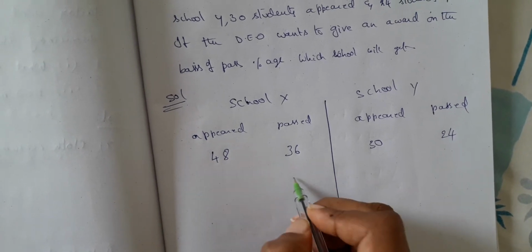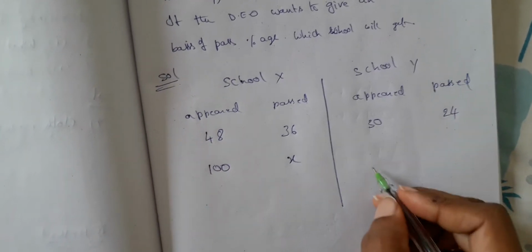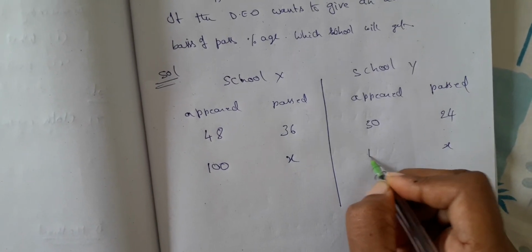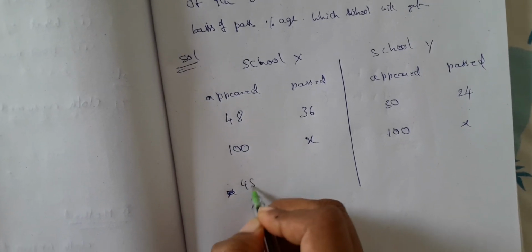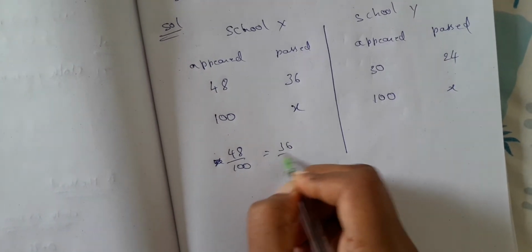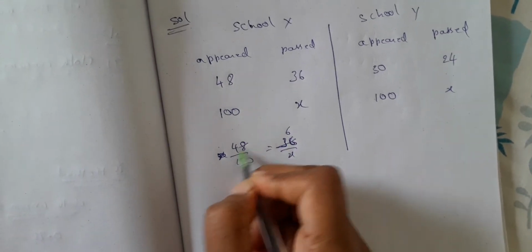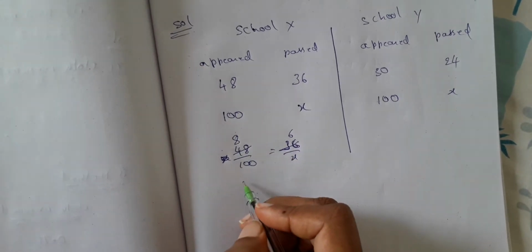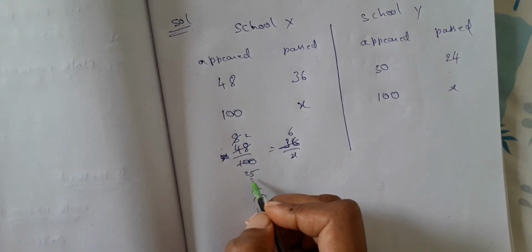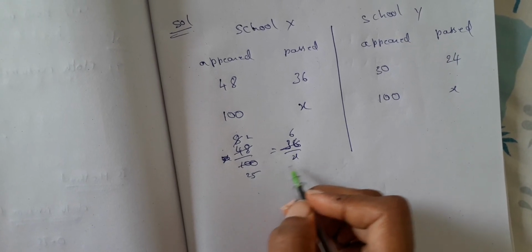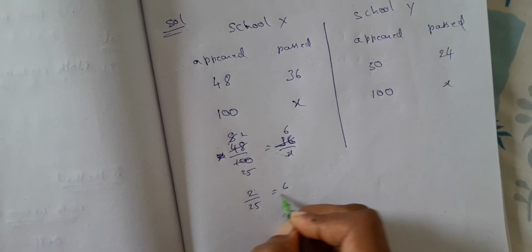Pass percentage, let it be x, percentage for 100. Here also x, and this is 100. So find x for school X. How do you find it? 48 by 100 is equal to 36 by x. 6 8s are 48, so 4 25s are 100. Now cross multiplication. I am left with 2 by 25 is equal to 6 by x.